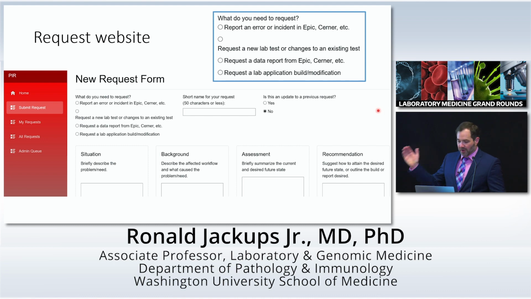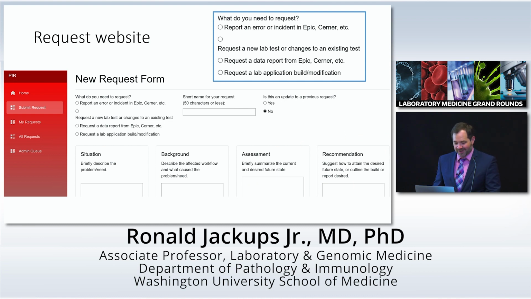So either a problem with a lab order in Epic or Cerner, which is our information systems, to perhaps request a new lab test or the changes to the way that it's ordered, or to request data from our information systems, again, lab-focused data, or some kind of lab application. And all we really request for them is to describe the problem in SBAR format. You can see what it stands for there.